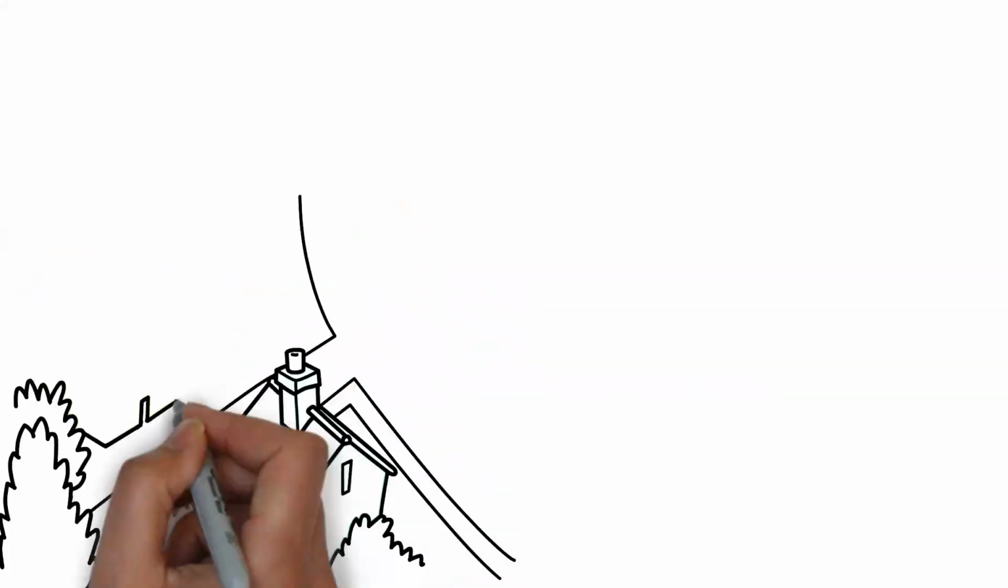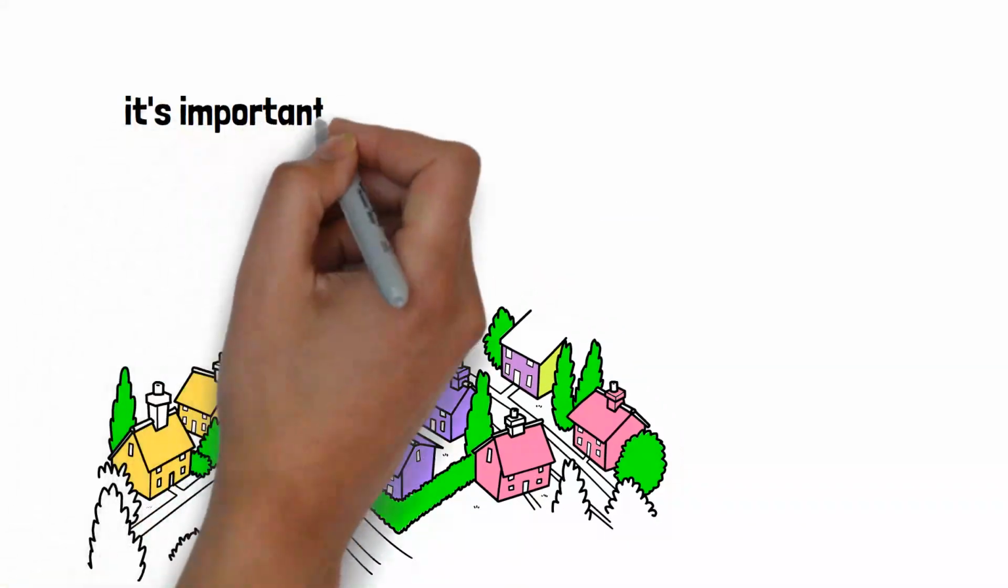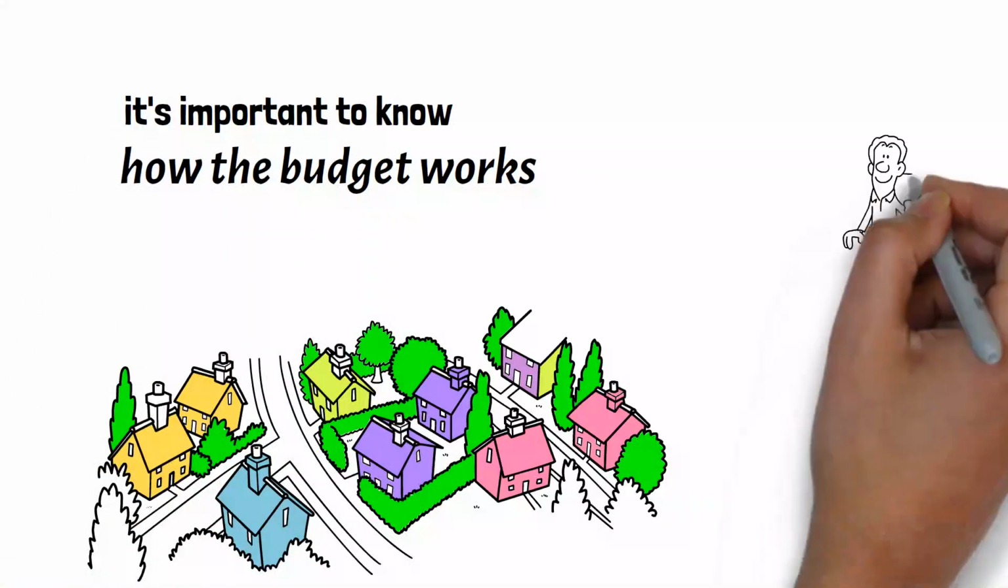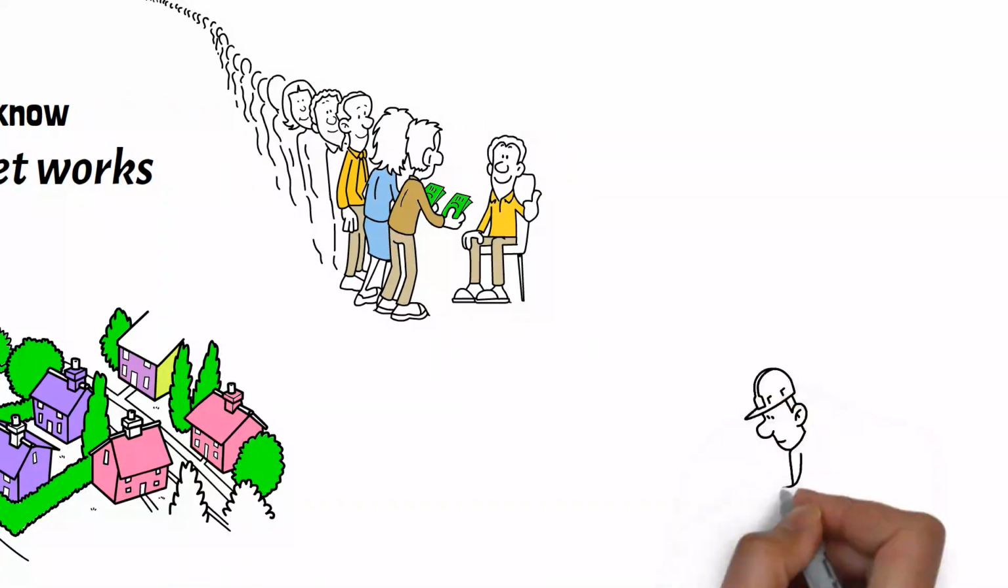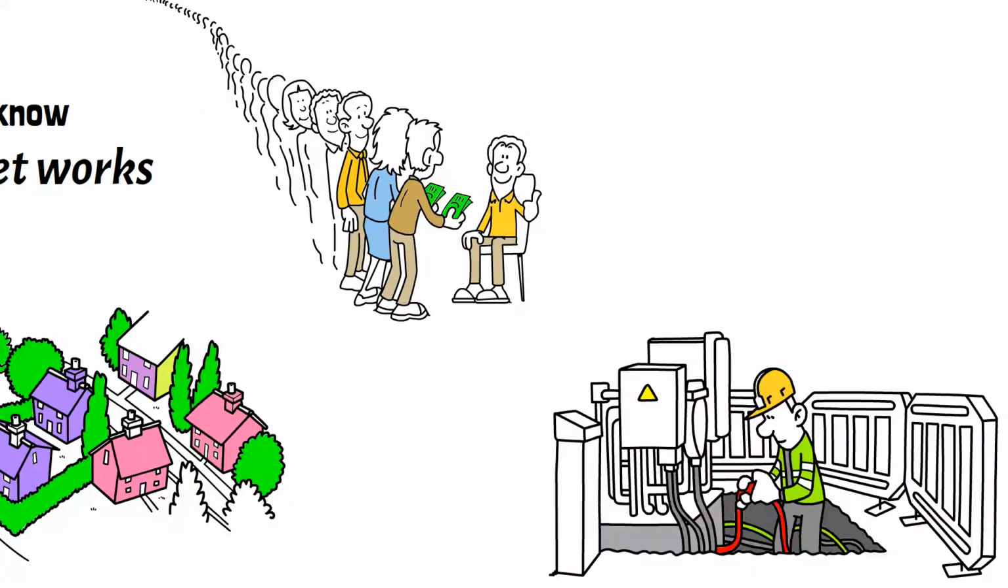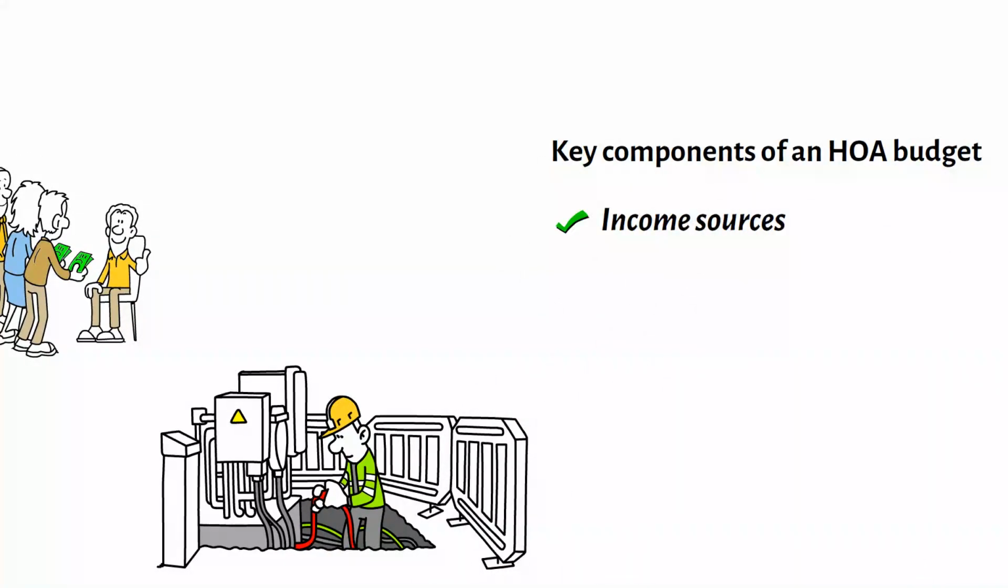If you live in a community that's managed by a homeowners association, or HOA, it's important to know how the budget works. The HOA budget determines how much money is collected from homeowners and how it's spent on the community's maintenance and operations. There are key components of an HOA budget, including income sources, expenses, and reserves.